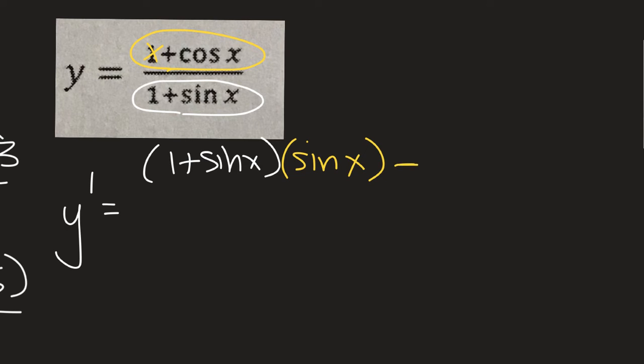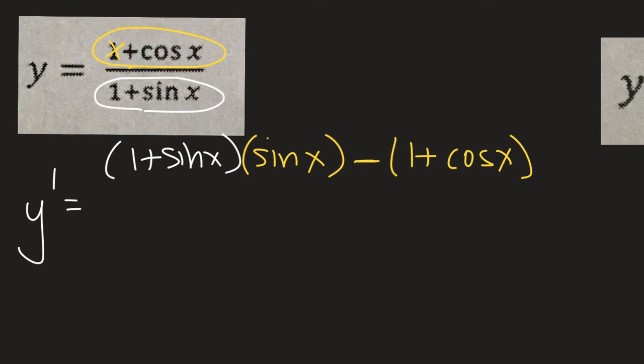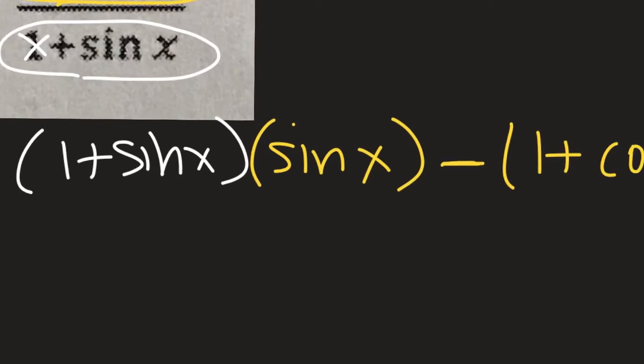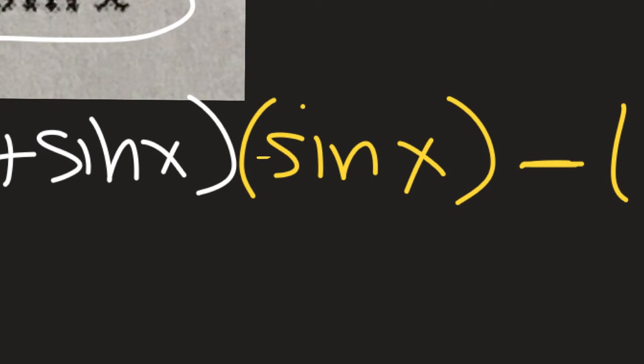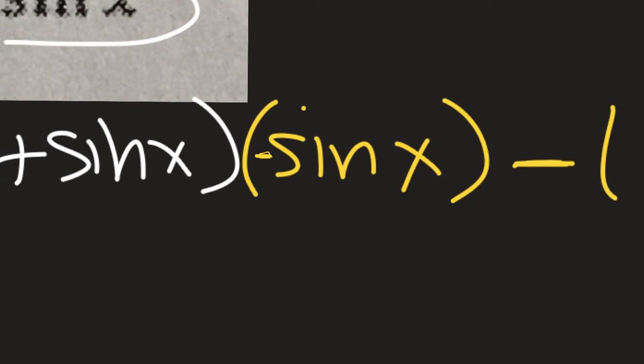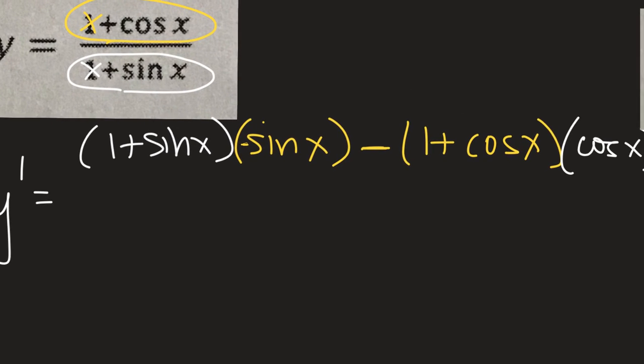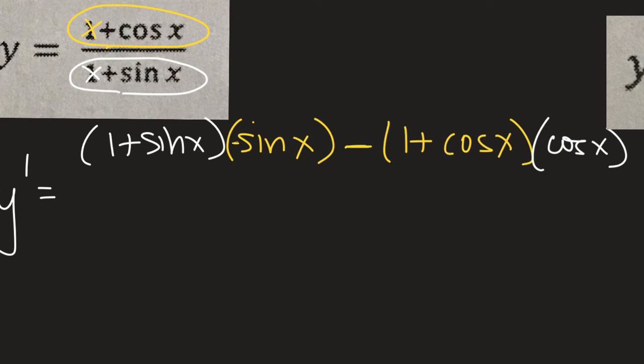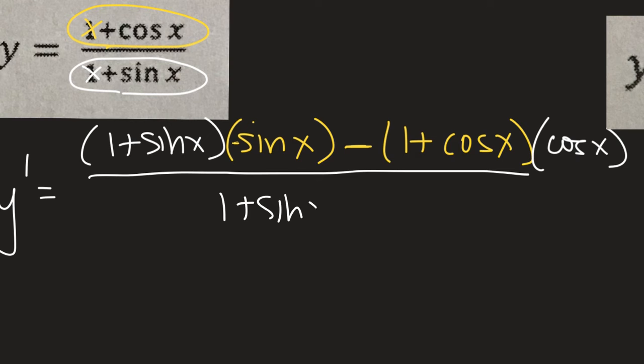And then minus, low d high minus. Now we have the 1 plus cosine numerator function times the derivative of the denominator. There's no derivative from 1, so the derivative of sine is cosine. Well, let me go back here, sorry. The derivative of cosine is negative sine, so let me slap in a negative here. Negative sine, sorry. I forget about my negatives sometimes. I apologize. So the derivative of cosine is negative sine. Now divide all this by 1 plus sine squared.